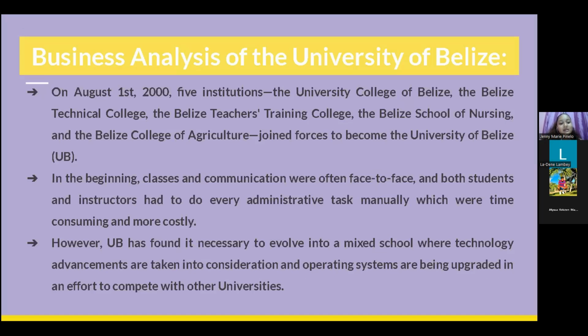In the beginning, classes and communications were often face-to-face, and both students and instructors had to do every administrative task manually, which was time-consuming and more costly. However, UB has found it necessary to evolve into a mixed school where technology advancements are taken into consideration and operating systems are being upgraded in an effort to compete with other universities.